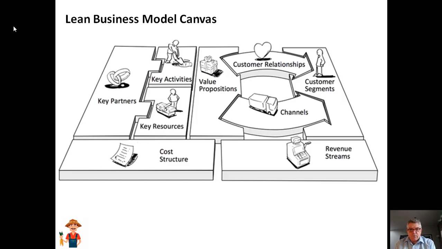Now below that we have two other boxes, cost structure and revenue streams, and you'll notice that in the whole diagram, in general terms, everything on the left of the diagram is a cost, and everything to the right side of the diagram is a revenue. Now I know there are costs associated with maintaining customer relationships, and also the cost of delivery and all that sort of stuff. I understand that, but in general terms, the right hand side of the diagram is revenue and the left hand side is cost.